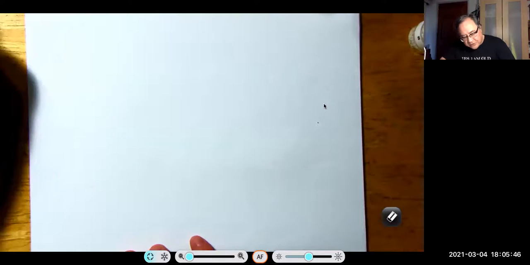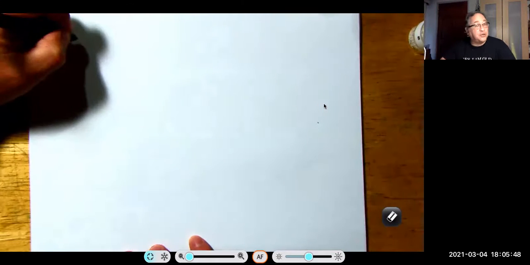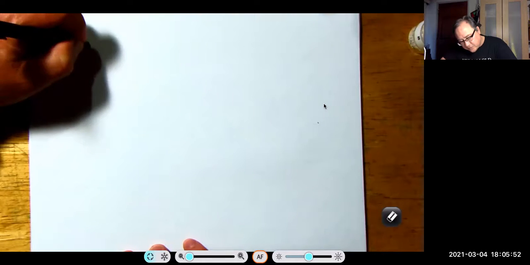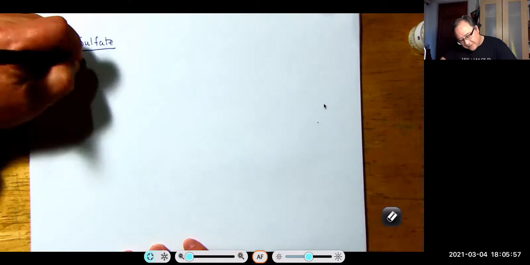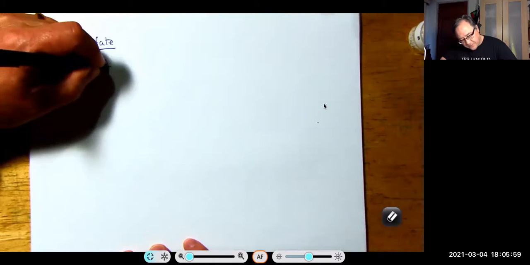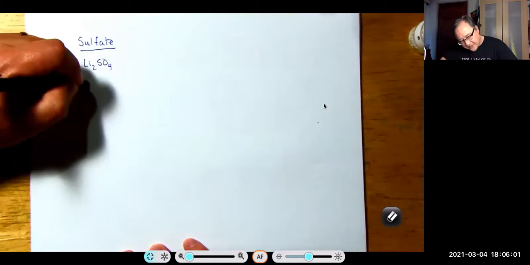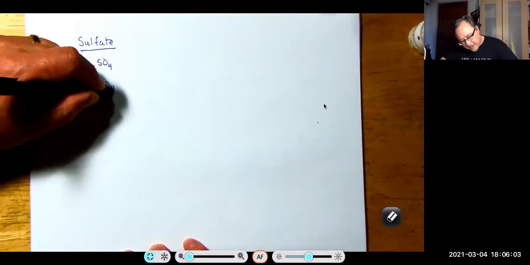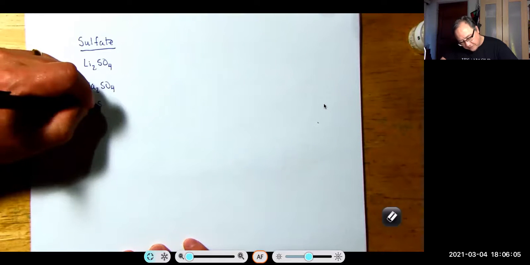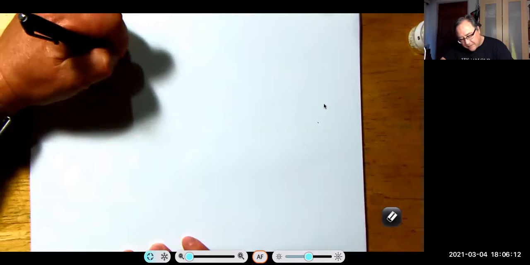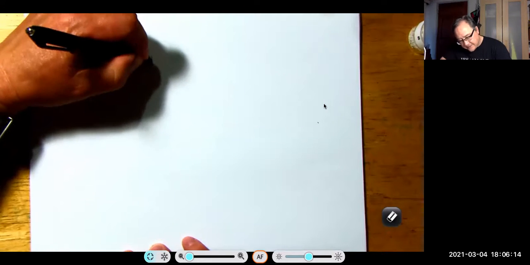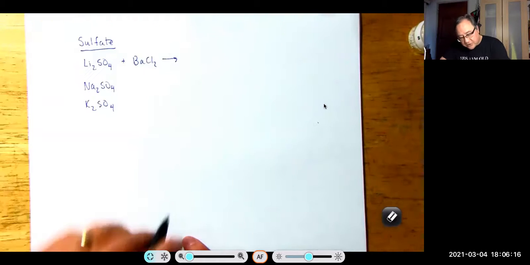So the experiment used to be to identify a sulfate. So here are the possible sulfates that we used to have. You might have lithium sulfate as your unknown. You might have sodium sulfate as your unknown, or you might have potassium sulfate as your unknown. And to identify your sulfate, what you would do is you would react it with barium chloride, and you would make barium sulfate.